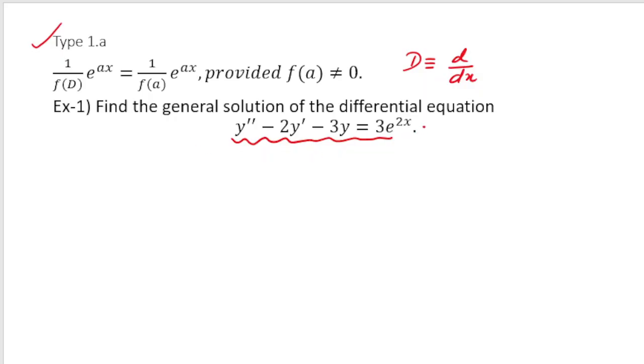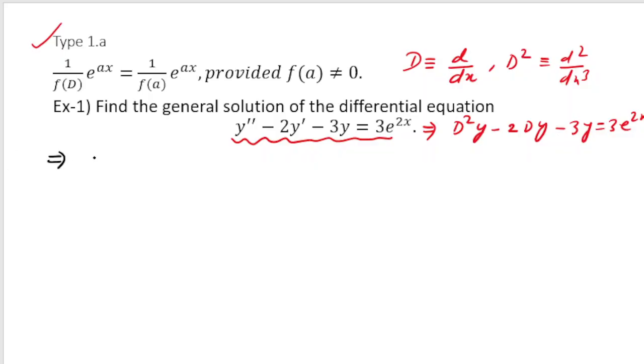So this differential equation can be rewritten as D square y, because it is y double dash. I hope you remember that D stands for d by dx, D square stands for d2 by dx square, D cube stands for d cube by dx cube, and so on. So y double dash can be written as D square y, minus 2y dash can be written as minus 2Dy, and minus 3y is equal to 3 e to the power 2x. Let me write it again for better clarity: D square minus 2D minus 3 operating on y is equal to 3 e to the power 2x.